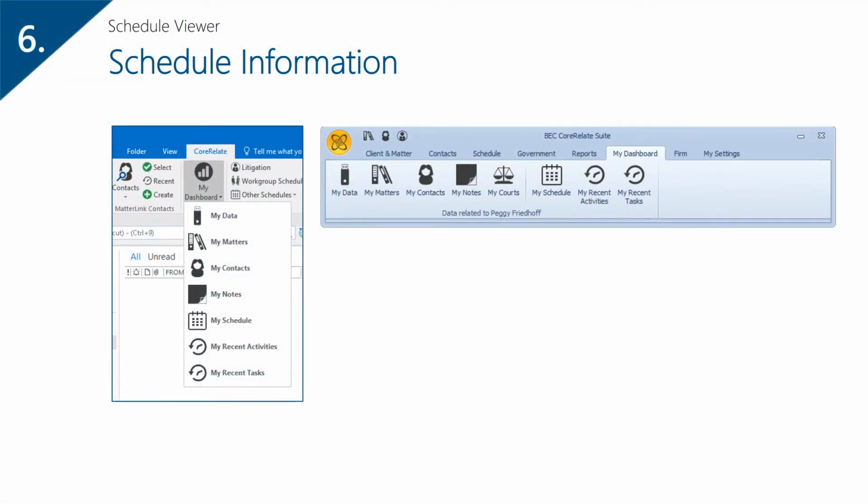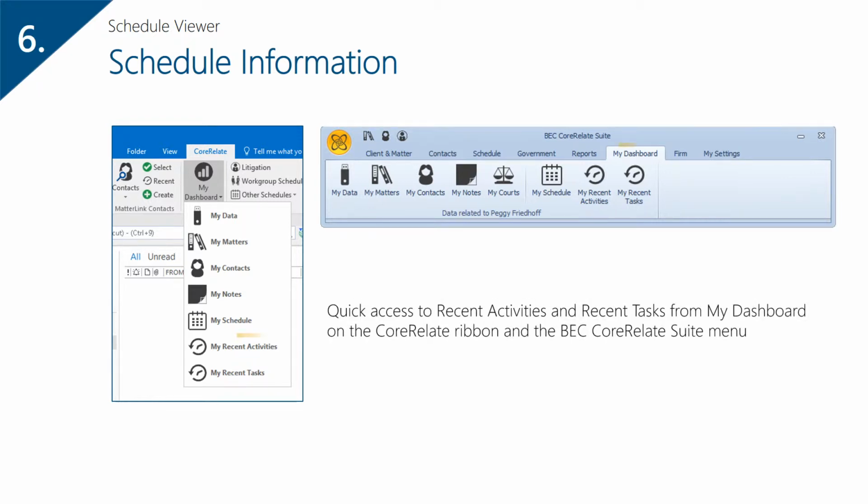Docket 4 provides some new and quick ways to access information. First, new Recent Activities and Recent Tasks buttons let you go back to your most recently scheduled items. These can be found under My Dashboard on the Correlate ribbon and the BEC Correlate Suite menu.